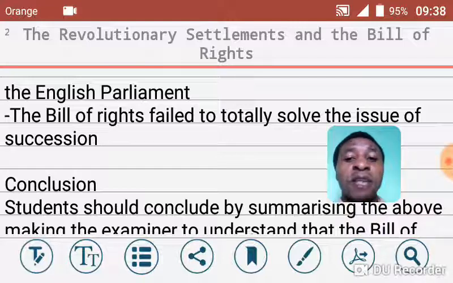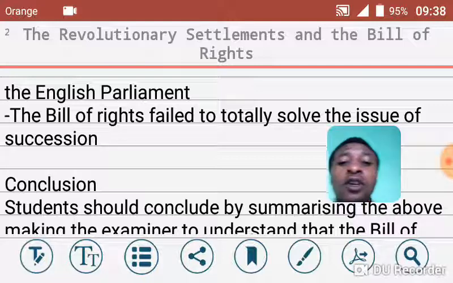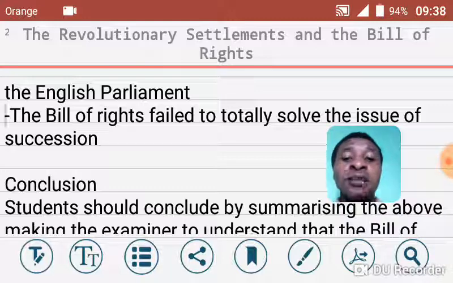So my dear students, after examining all of this, you conclude by saying that the Bill of Rights did not totally solve the problem of the English people, because there was still much left undone. Therefore, the overthrow of James II was only a means to an end and not an end in itself. That's all about the question. It's a very short and straightforward question.